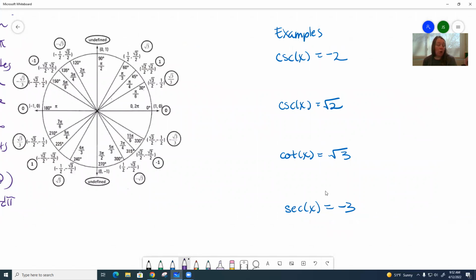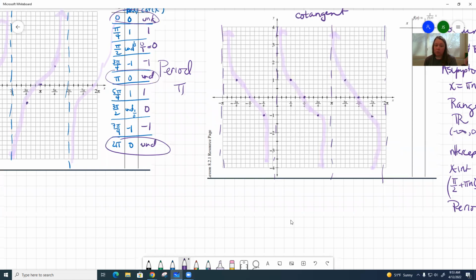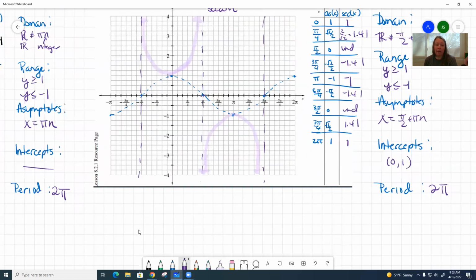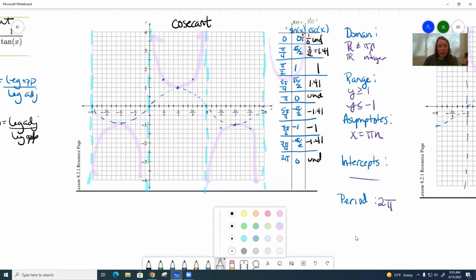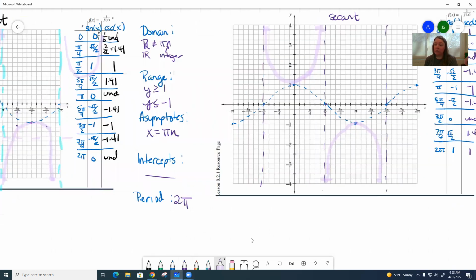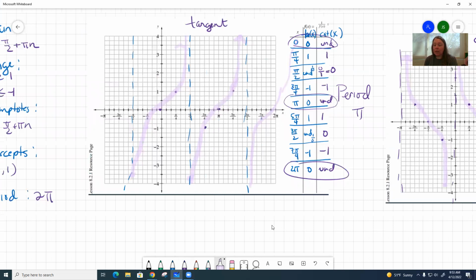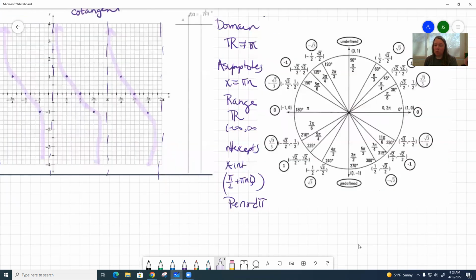And you could use your graph for these, but what I think is easier is the unit circle. If I wanted to use the graph to solve cosecant of x is -2, that means at what angle on the cosecant graph is the y value -2? I could try to figure out what angles correspond to this, but it's kind of hard to tell exactly, just because it's not a perfect exact graph. So what I think is easier to do is to just use the unit circle.